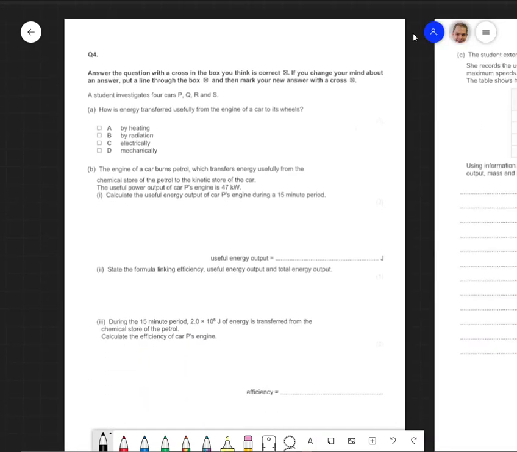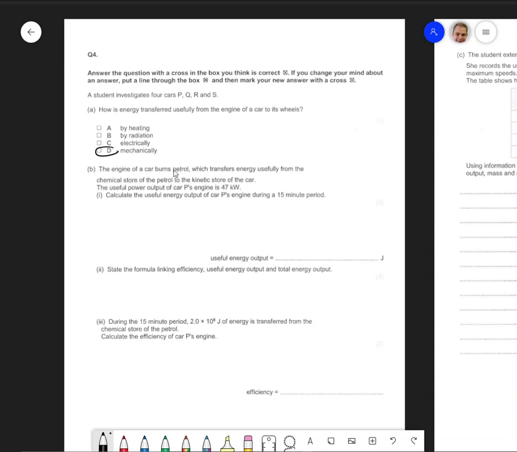Right, okay. Question 4. We're on to question 4. So we've got a multiple choice one. How is energy transferred usefully from the engine of a car to its wheels? Well, it's forces, so it's D, because you're going to push things.